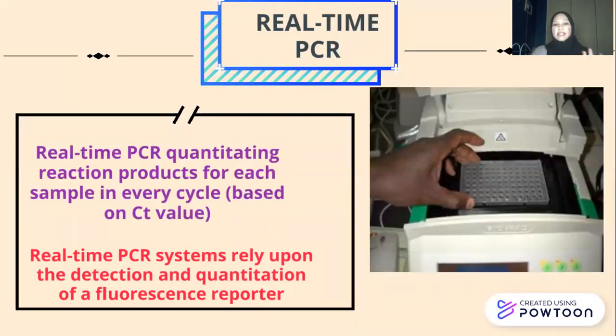Okay, next is real-time PCR. Real-time PCR is quantitative, measuring reaction products for each sample in every cycle based on Ct value. Real-time PCR systems rely upon the detection and quantitation of a fluorescent reporter.